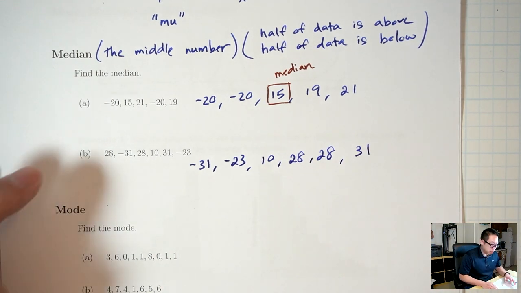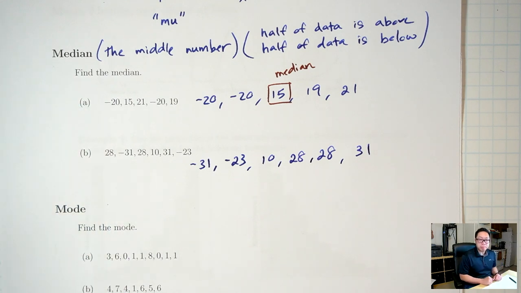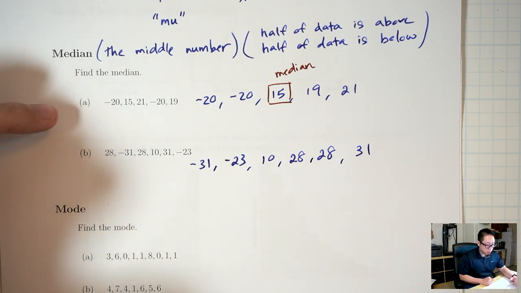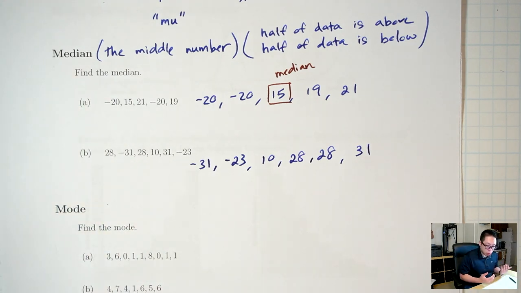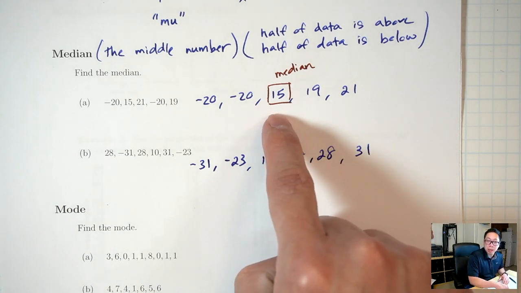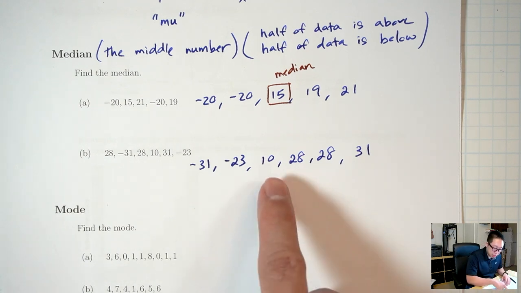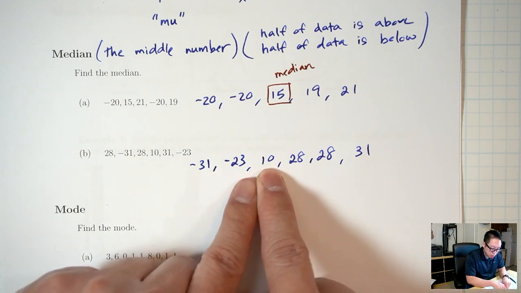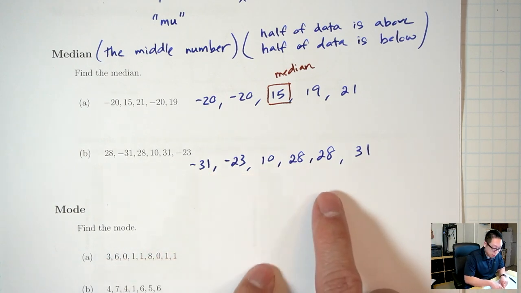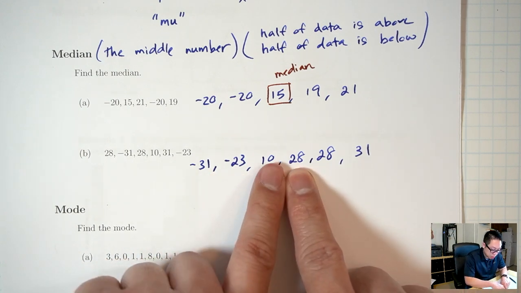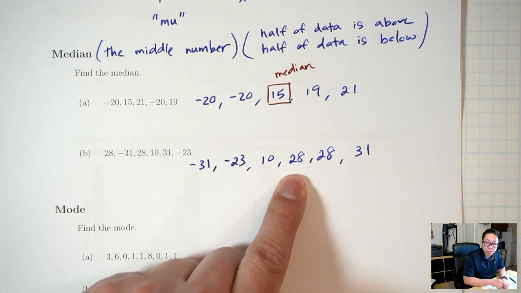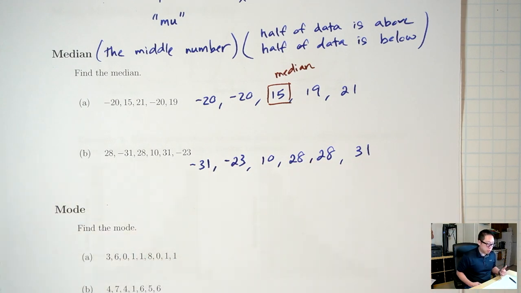Now, what's different about part B compared to part A? In part A, after we put the numbers in order, there is a number right smack in the middle. Part B, we put the numbers in order. Is there a number in the middle? No, right? So it's not going to be 10 because there's two below and there's three above it. It's not going to be 28 because there's three below and two above it. So part B is a situation where there's not a number in the middle.